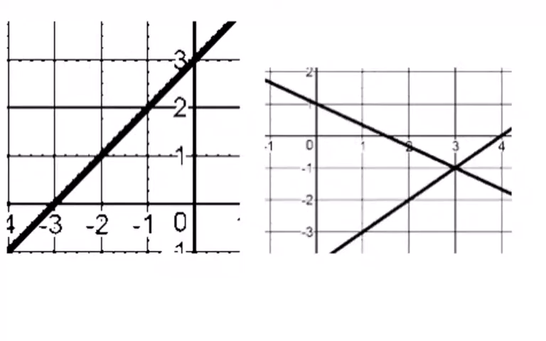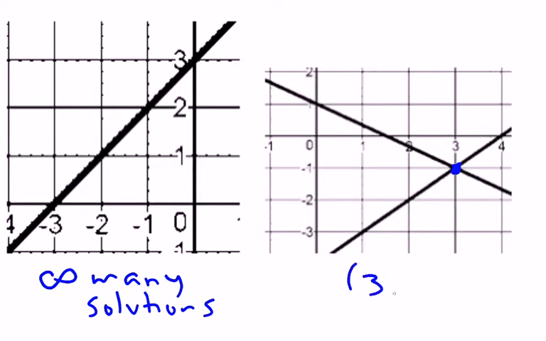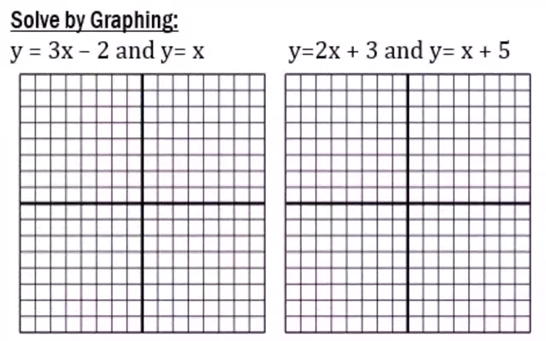The next picture looks a lot like it has just one line, which means that it's infinitely many solutions. And this last example has one solution where the two lines cross at the point (3, -1). If you aren't given a graph, then you can graph the two lines and see where they cross.